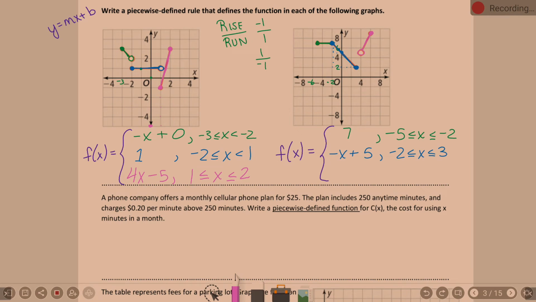And if we look here, you can count up 1, 2, 3, 4, and then over 1, 2. So rise 4, run 2, 4 over 2 is a 2 slope.